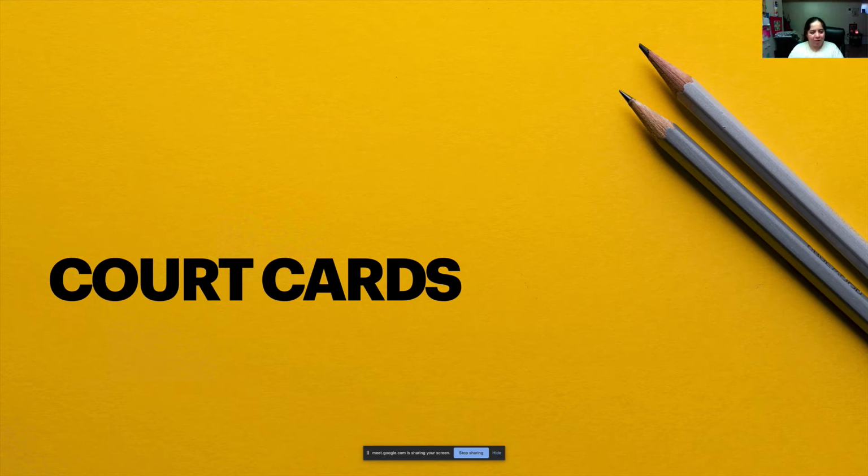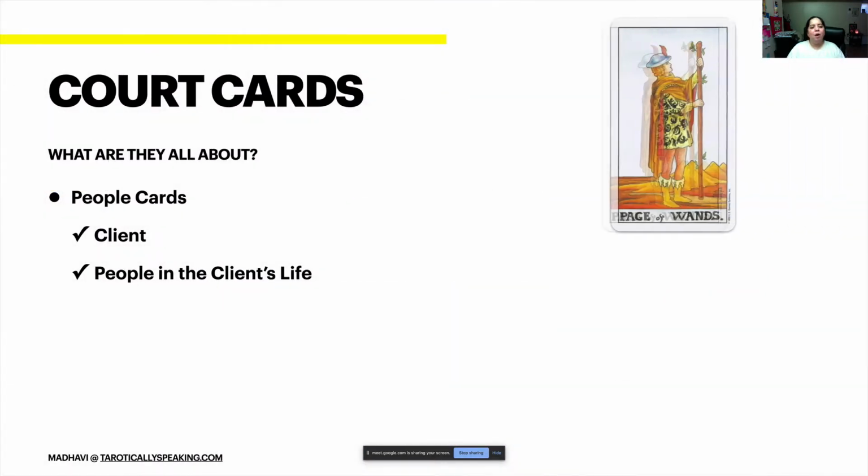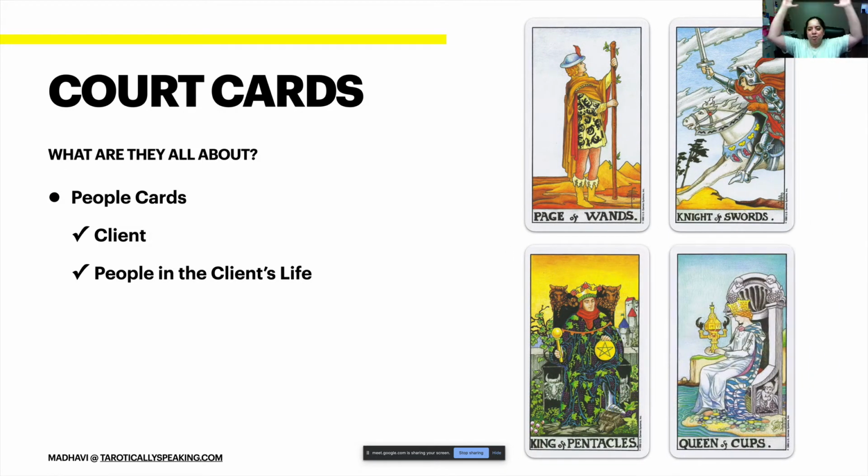All right, let's begin. Code cards, because that's what we're here for today, isn't it? So what are they all about? We have seen code cards in our readings: the page, the knight, the queen, the king, and everybody's afraid of them, and I have never understood why. Probably because my teacher never scared me.